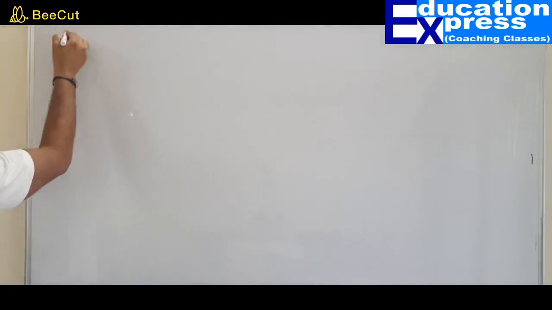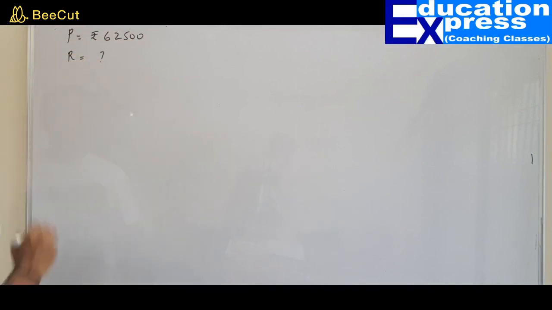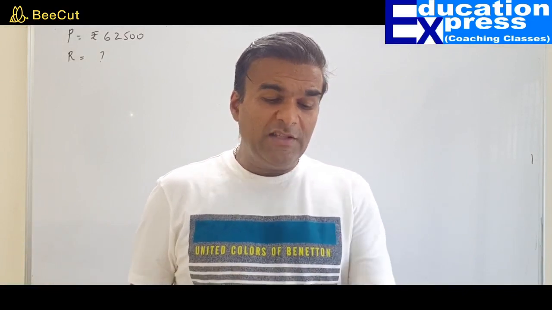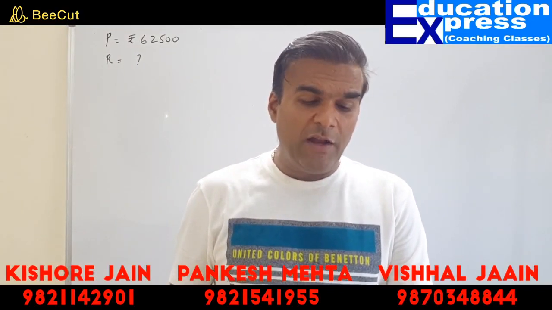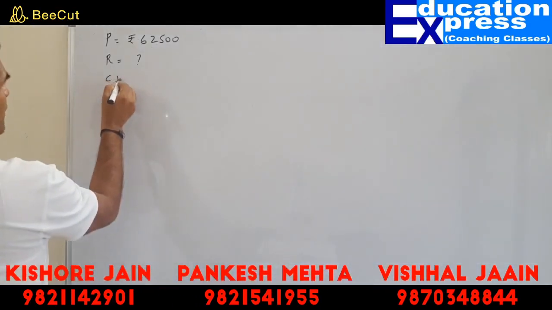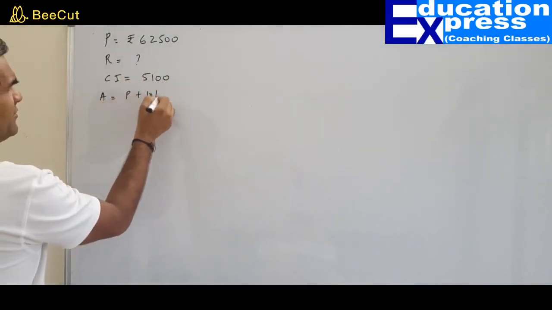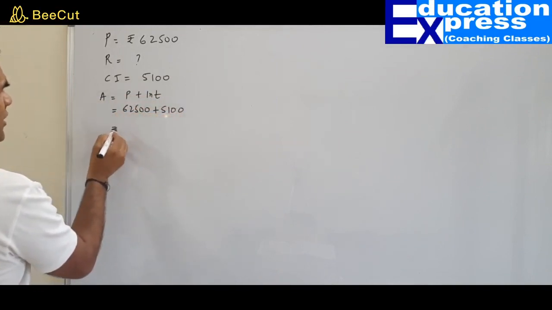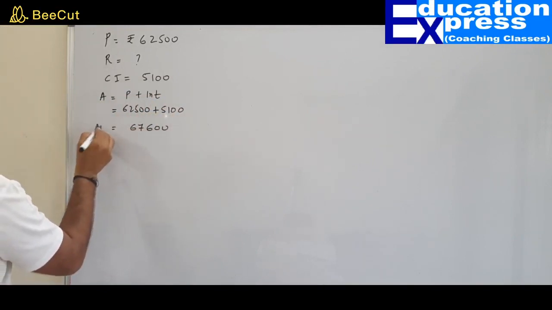Sum of rupees 62,500 means principal is rupees 62,500. At what rate? We don't know. So at what rate of interest per annum will a sum of rupees 62,500 earn a compound interest of 5,100? So your compound interest is 5,100. Can I say amount equals principal plus interest? So 62,500 is your principal, 5,100 is your interest. If you add them together, you get 67,600. That is your amount.